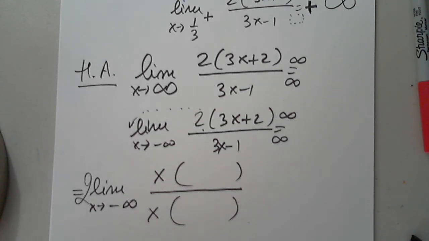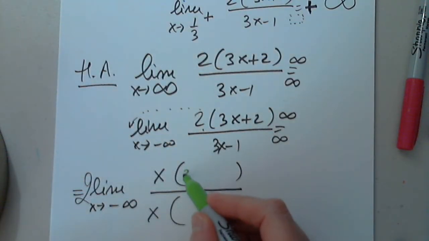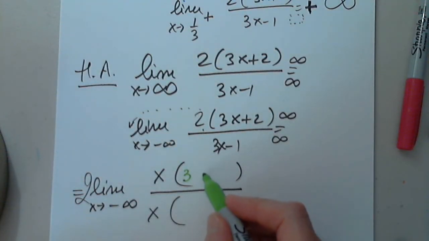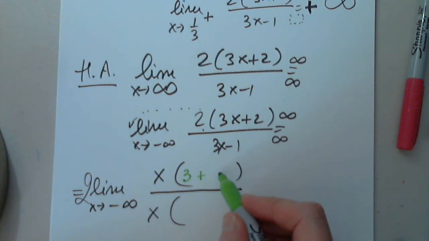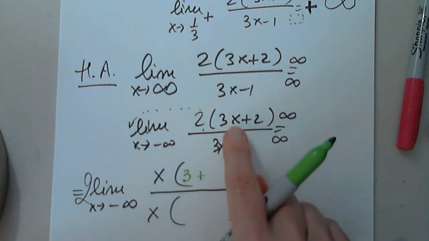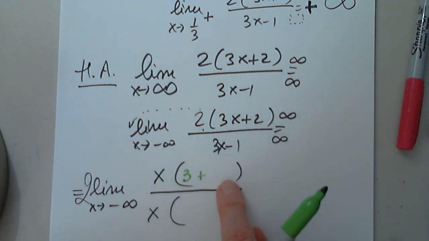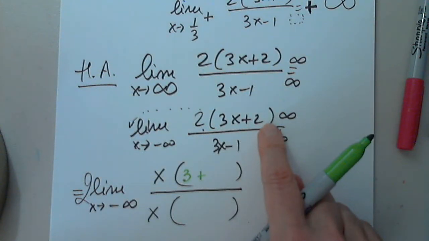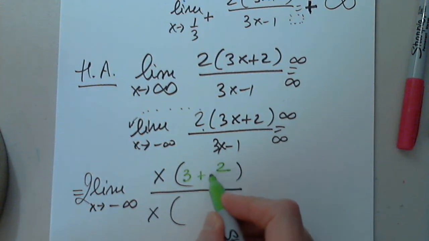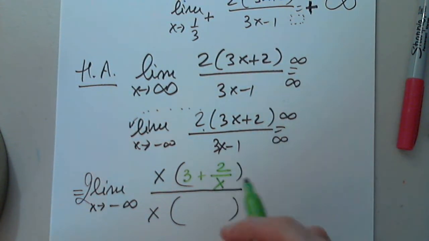Three plus 2, so 5. So careful. I do write 3, but I cannot write plus 2 here. X times 3 is 3x, but x times 2 is not 2. Is it 2 over x? Very good. Let's try again. Always remember, when we factor, take 5 seconds to check.